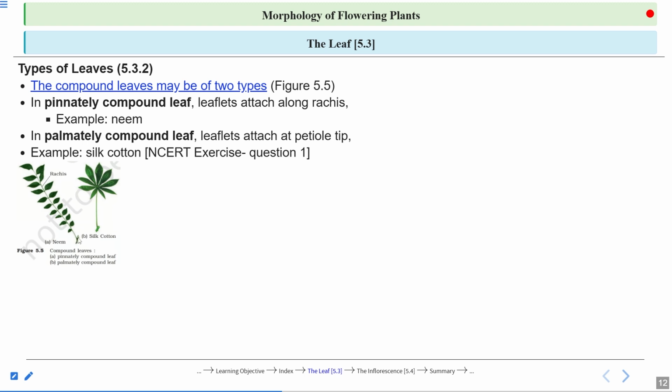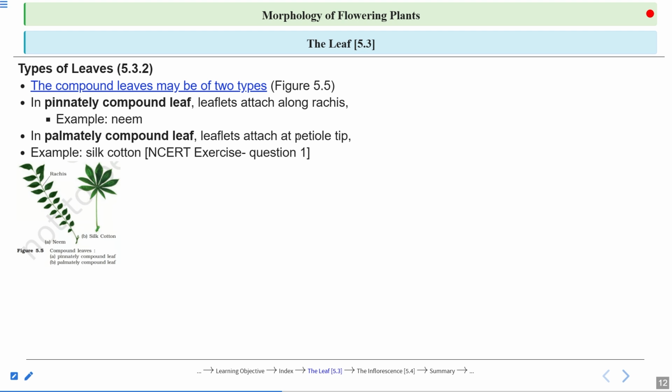Now what is rachis? Rachis is the extended part of the petiole, which was the stalk of the leaf. And these leaflets are present all along the rachis. And in the case of palmately compound leaf, these leaflets arise from a single region. They are arising from a single point. You can see all these are leaflets, but they are arising from a single point here.